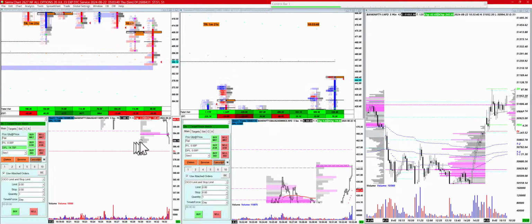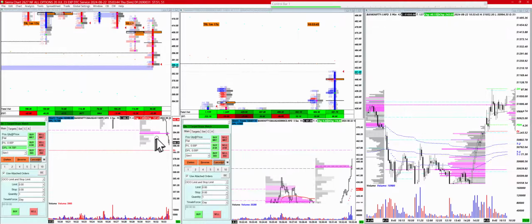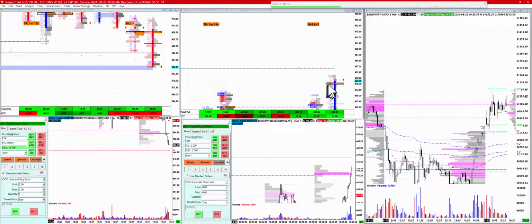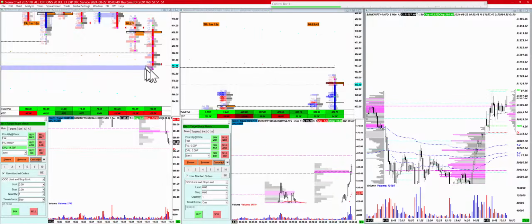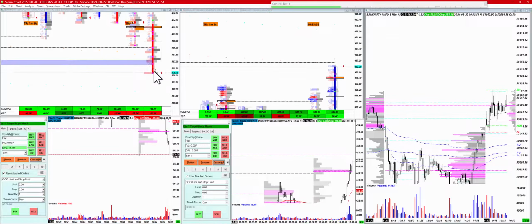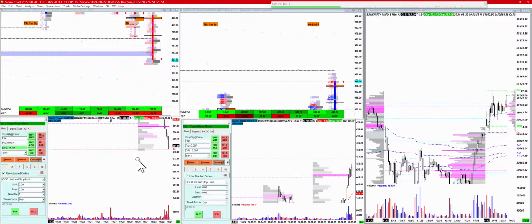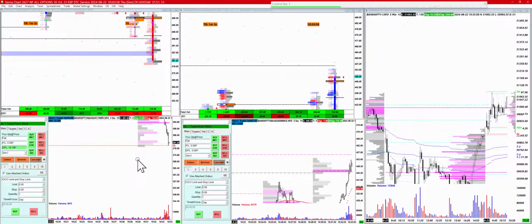Why? Because I think that was too aggressive. We should have waited anyway. I can see this imbalance zone from behind, and maybe we got a little aggressive. We could have got a lot more points anyway. So this is the way you can apply.